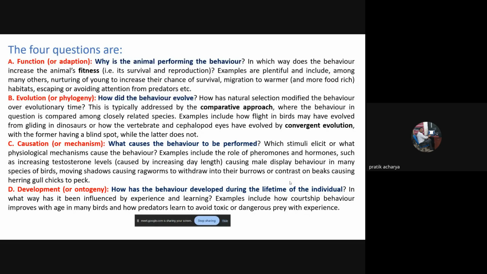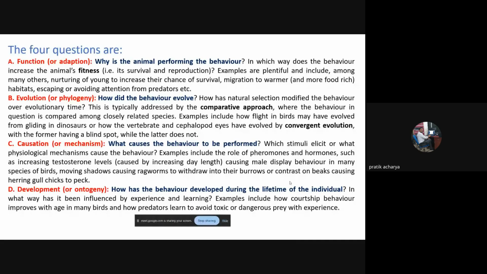Why is the animal performing the behavior? How did the behavior evolve? That is the evolution pattern of behavior. What causes the behavior to be performed? That is the mechanism of behavior. And at last, how has the behavior developed during the lifetime of the individual? So these are 4 important questions asked by Tinbergen, and many scientists started research on those aspects. Also, Tinbergen explained certain answers.